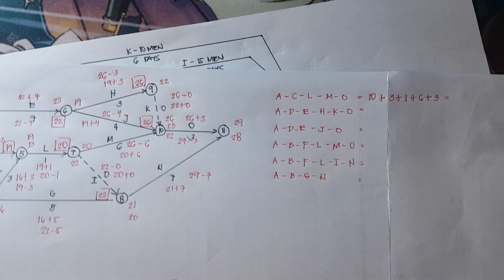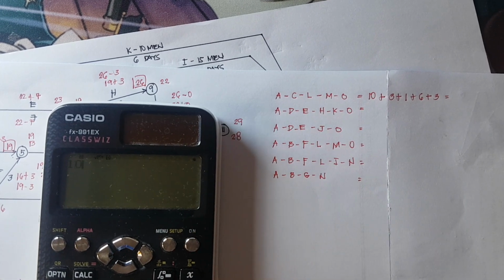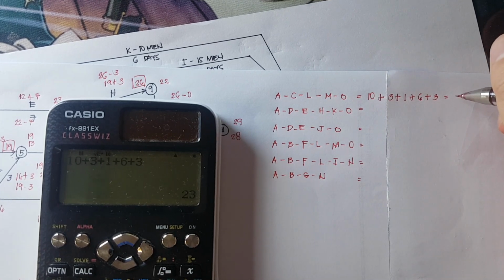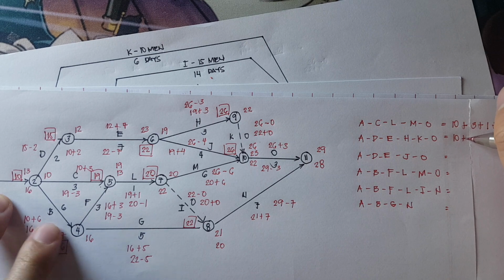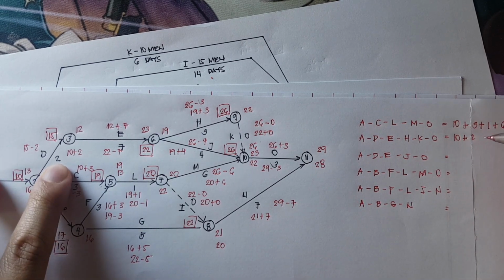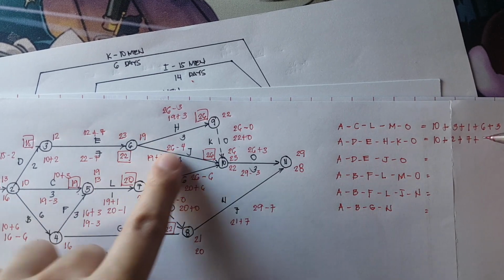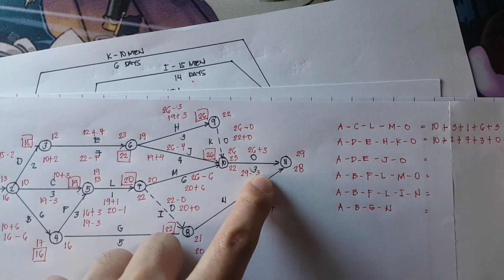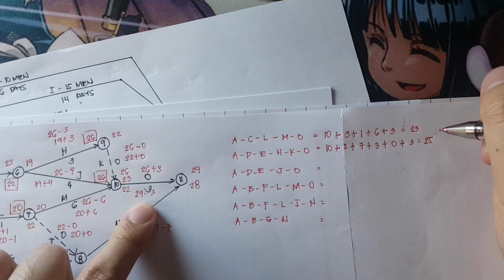Okay? And that is 10 plus 3 plus 1 plus 6 plus 3. That is 23 days. Okay, next we have A as 10 plus D, which is 2, plus E, which is 7, plus H, which is 3, plus K, which is 0, plus O, which is 3. And that is 25 days.